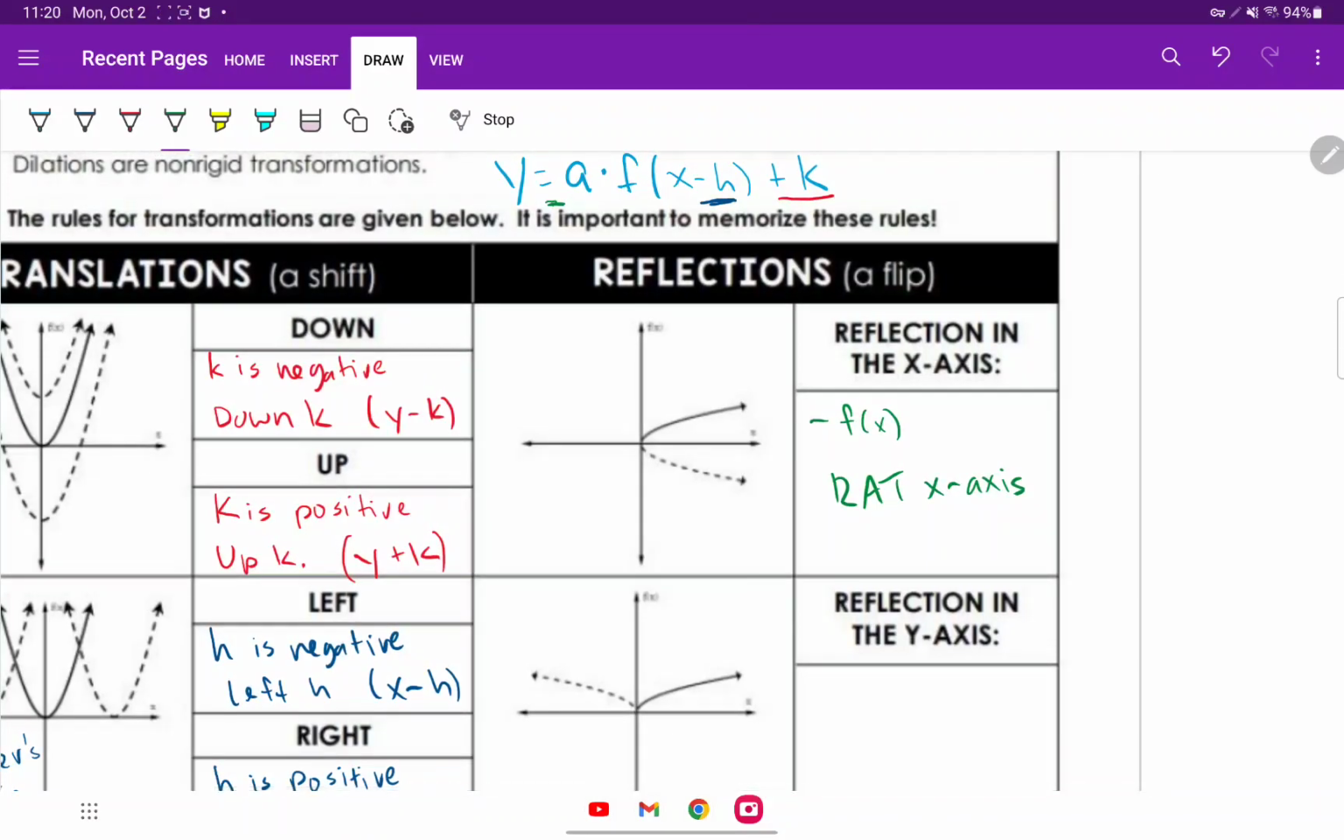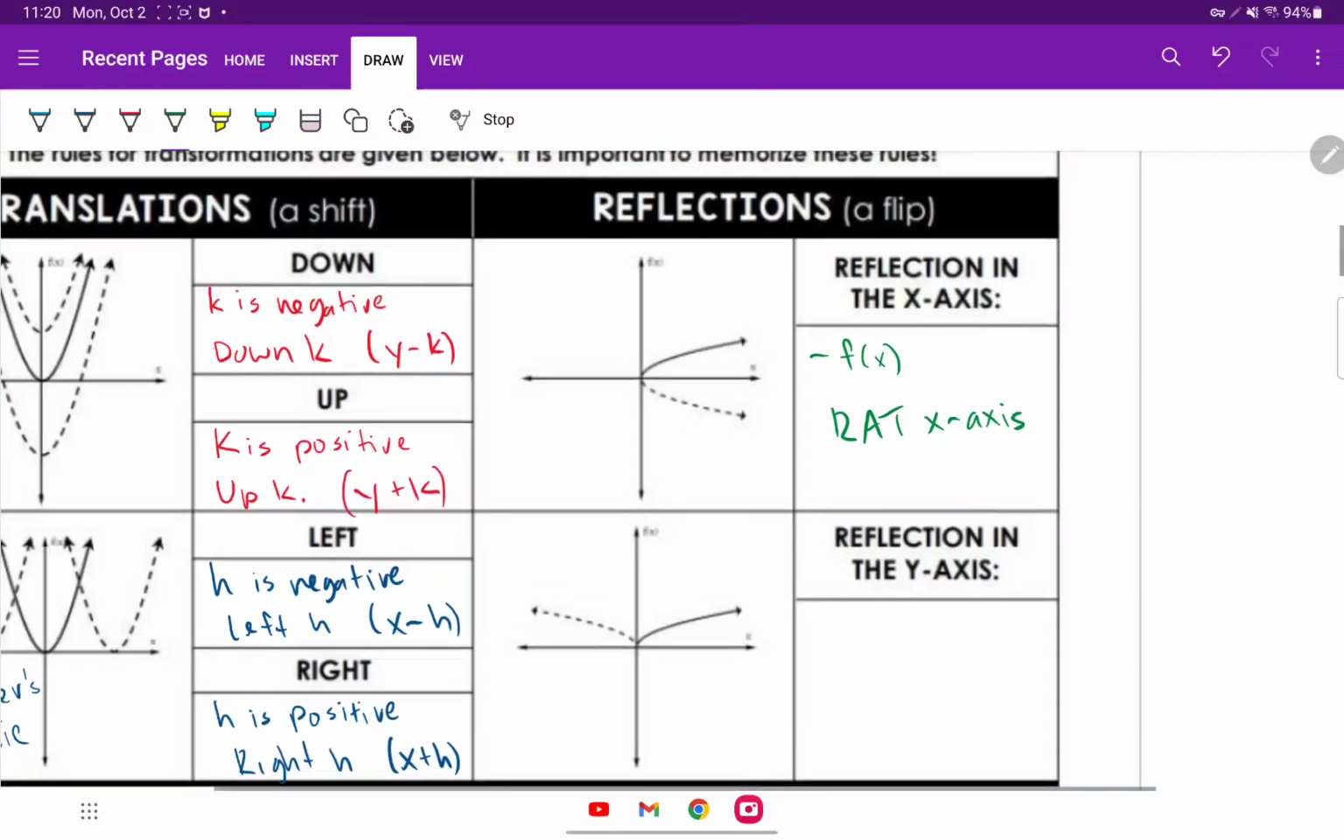Now, if your negative sign is inside of the parentheses in front of the x, that's what we call a reflection across the y-axis. So notice on the reflection across the x-axis, it was up here, and now it moves to the bottom. And for the reflection across the y-axis, it's going to the right, and then after it reflects across the y, it now moves to the left.